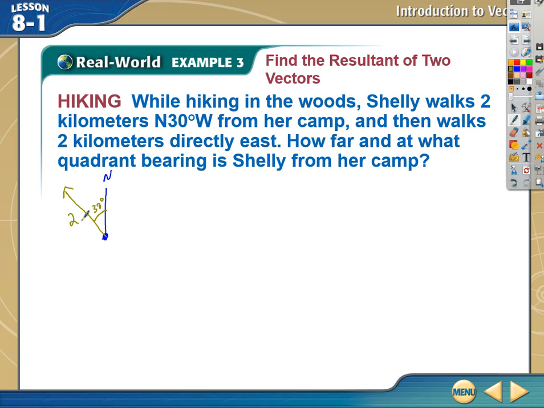Then she walks 2 kilometers directly east. Here I am, and I go directly east 2 kilometers this way. Boom, there's my 2 kilometers directly east. It wants to know how far and at what quadrant bearing Shelley is from her camp. Here's my camp where I left from, C, and I want to find this right here. It's asking for a resultant.